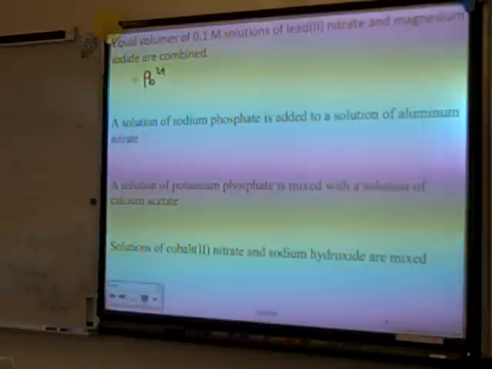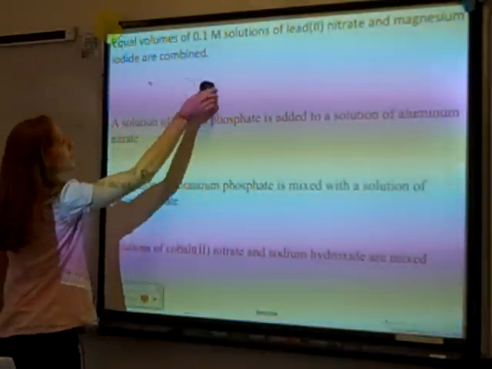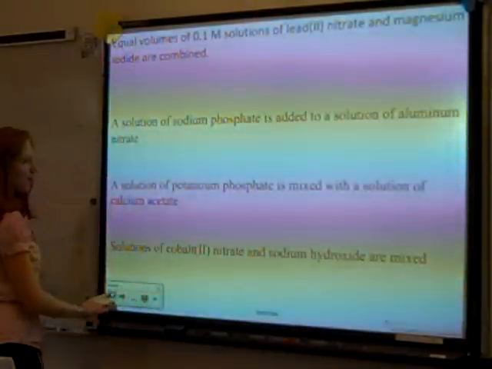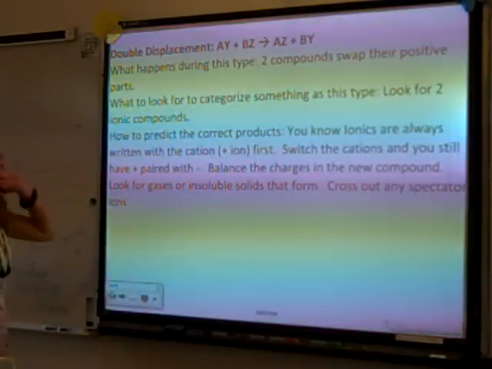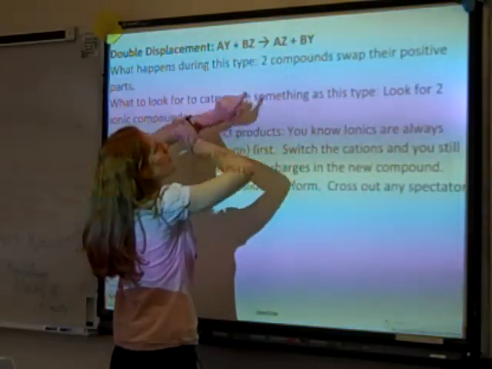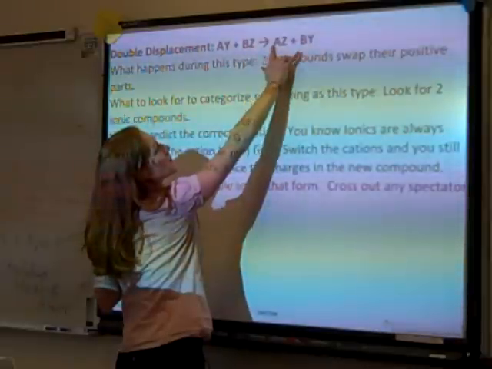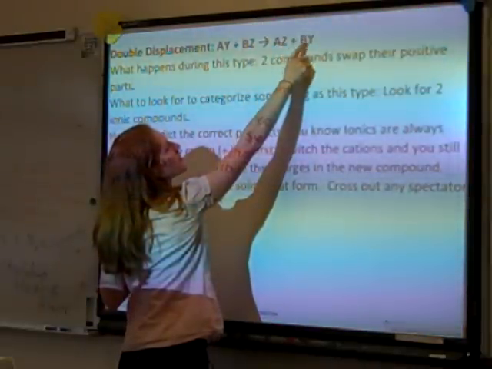Next type is going to be double displacement. In double displacement, we're looking for two ionic compounds. What you're going to do is swap the positives. So this positive will swap places with that positive, and you'll still end up with this is positive, that's negative. Over here, that's positive, that's negative. So positive, negative, positive, negative.